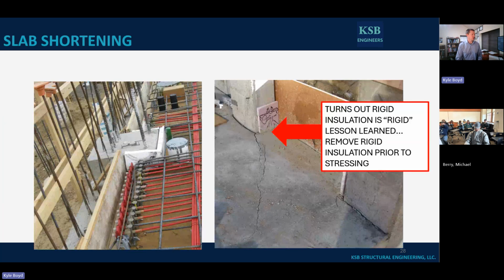But in general, what you're trying to do is you're trying to do what's shown on the left-hand picture. You're trying to put in masonite down here, so the thing can move. You're trying to put in that rigid insulation that you need to chip out, and that's the lesson learned that we showed previously on the right.